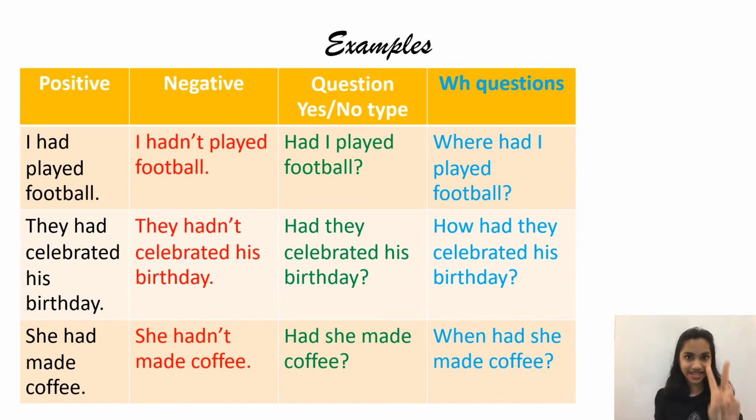Let's move on with the second example. They had celebrated his birthday. Okay, that's how you say it in a positive sentence. What if they didn't celebrate his birthday? We say they hadn't celebrated his birthday. So sad, right? Let's move on with the yes or no type. Had they celebrated his birthday? We can answer this question as yes, they had, or no, they hadn't.